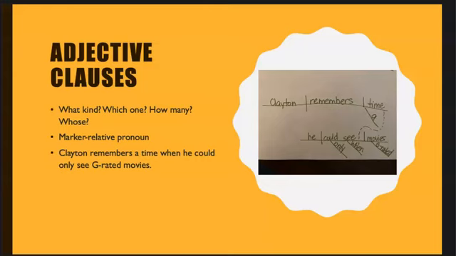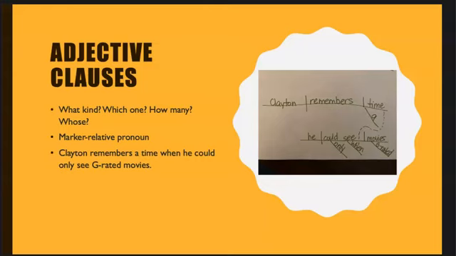When he could only see G-rated movies, we have our second subject-verb relationship. He could see. It has a marker, when. So we have that dependent clause. We have another complex sentence here with one independent clause and one dependent clause. Once again, we're going to diagram our dependent clause below our independent clause off to the right.